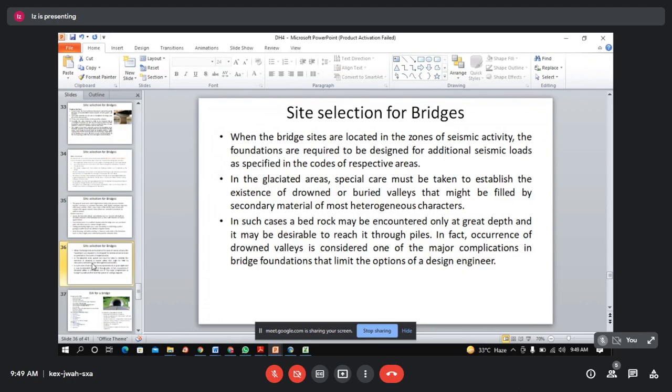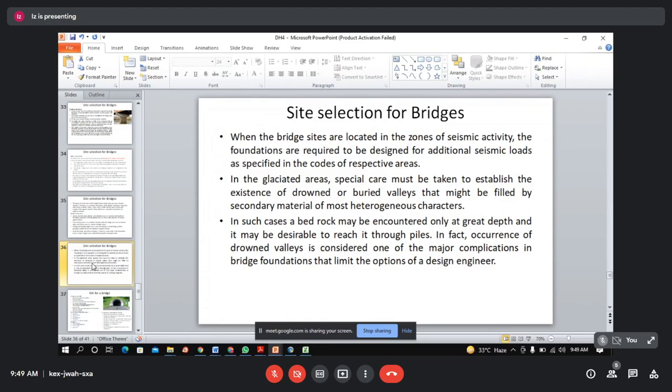Now the thickness of that first unconsolidated layer will affect the construction design of any project, here we are talking about a bridge. उसमें जो foundation होगी, again you need to take special precaution. So, what kind of precaution? In such cases, a bedrock may be encountered only at greater depth. It may be desirable to reach it through piles. Right? वहाँ पर piling करनी होती है. Piling is a big job in the geotechnical field.